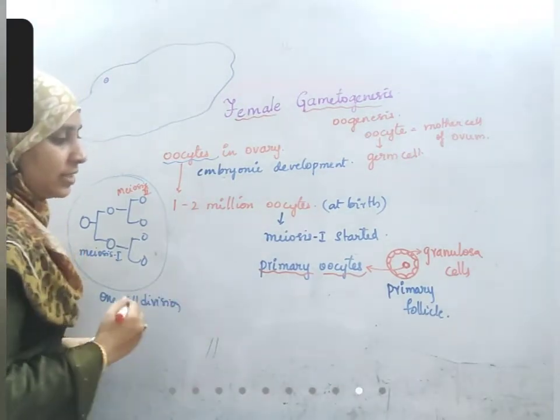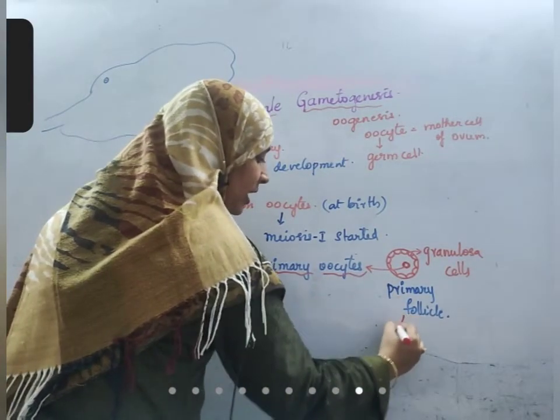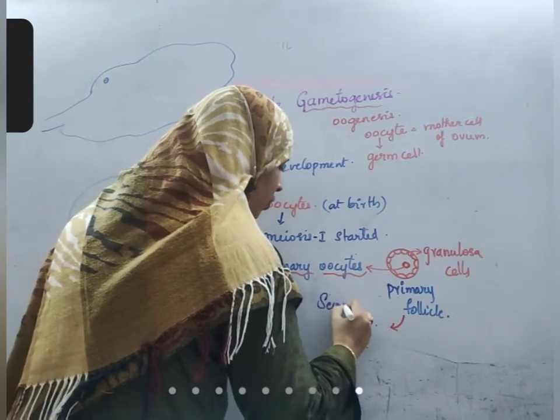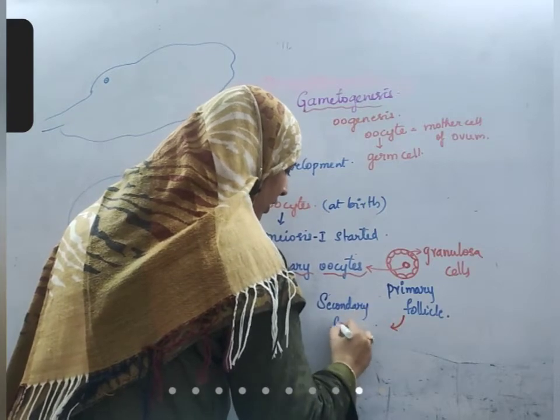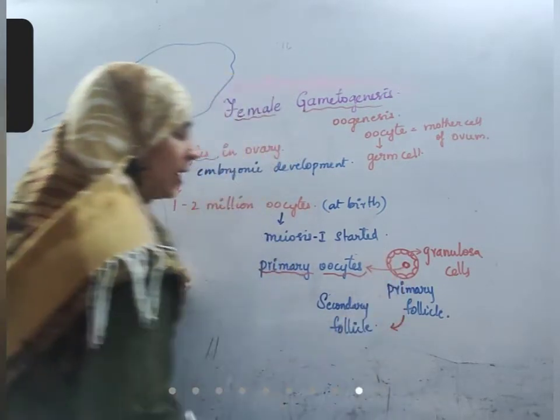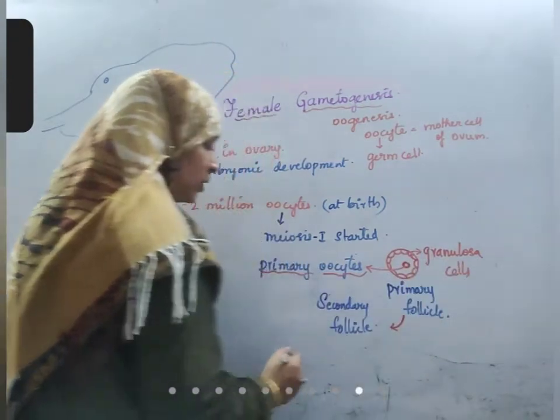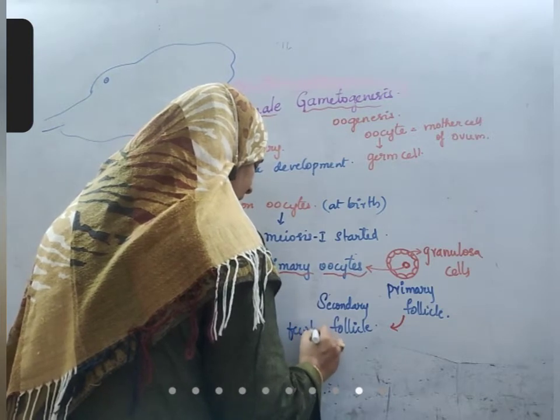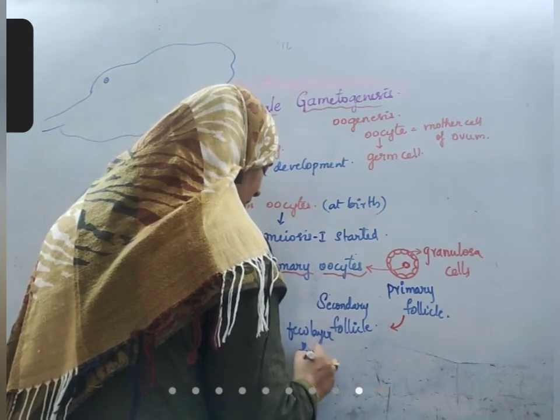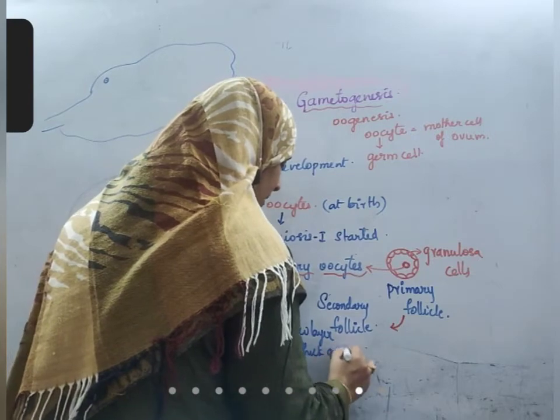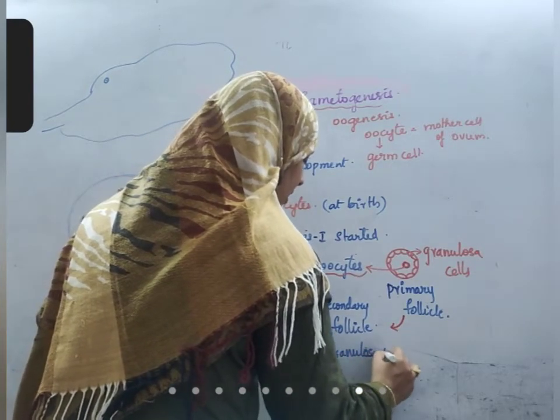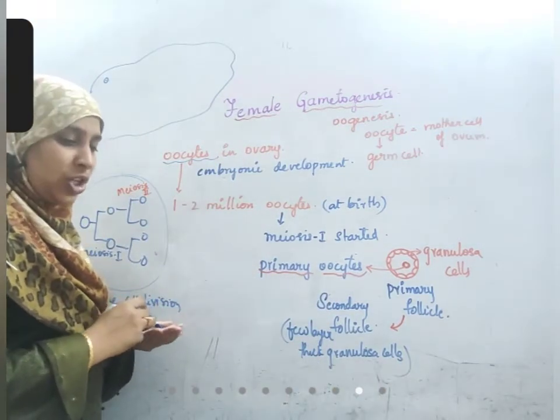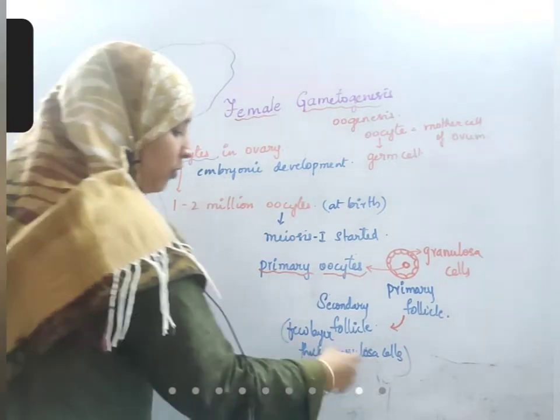Now, the primary follicle develops to form the secondary follicle. At this stage, what is happening? The granulosa cells will become a few layers thick. Is there any change in the primary oocyte? There is no change in the primary oocyte. Only the number of layers is increasing.